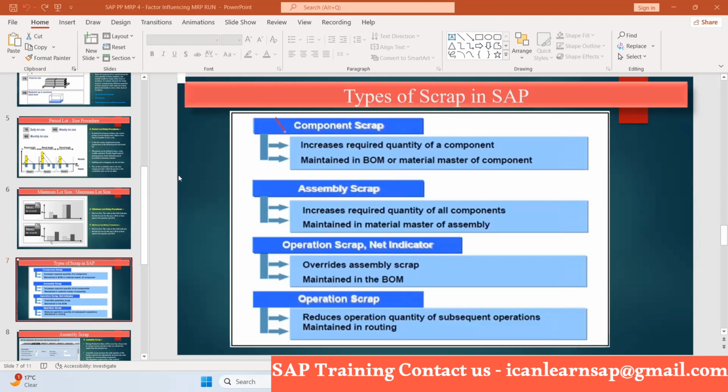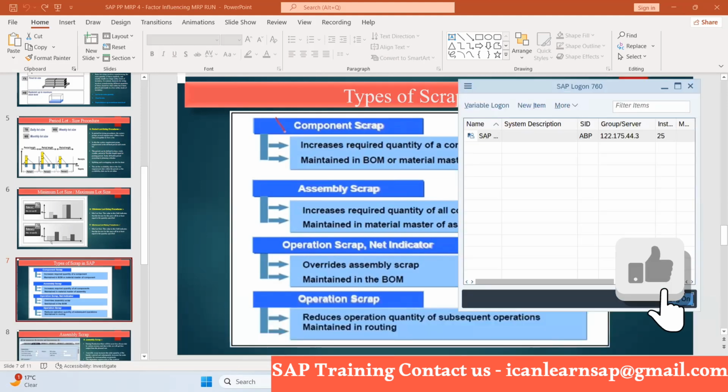Today's session we are going to understand types of scrap in SAP. Okay, so as we know, in our SAP system, let me log in to the system.